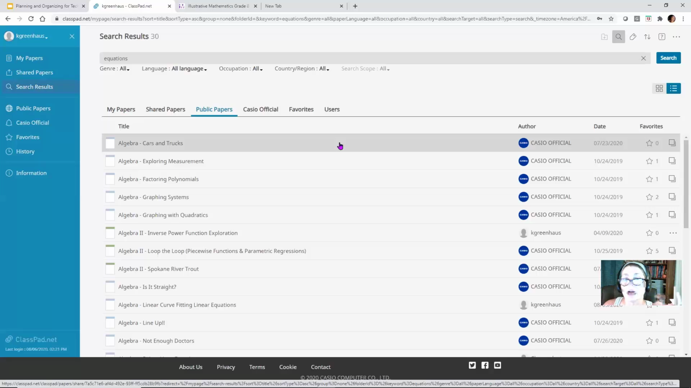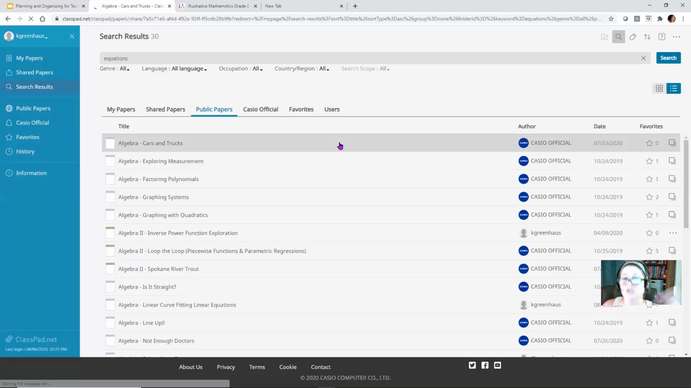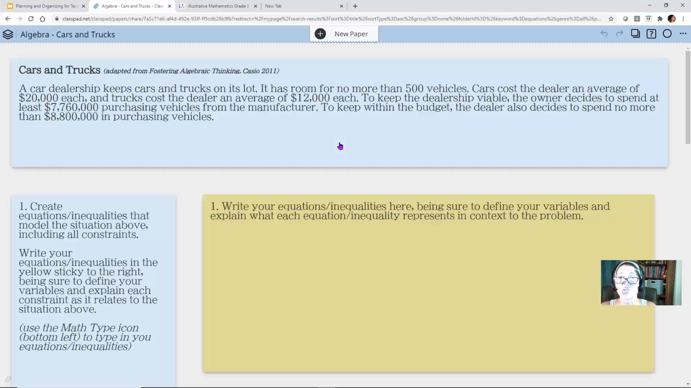I can open it up. So here's how you find papers to put in your folder. Don't reinvent the wheel. If you want to integrate technology and you're new to this, you don't reinvent the wheel. There's lots and lots of activities out there. Go find them. So this is an activity.